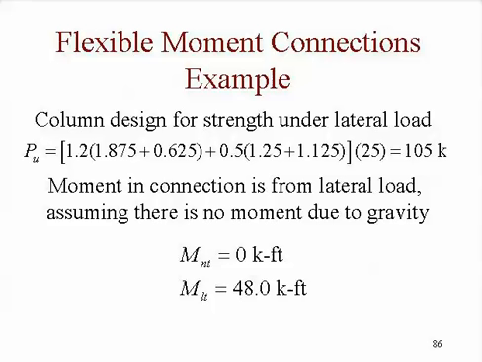Look at column design for strength under the lateral load. Now we have a different load combination, and our axial force in the column is 105 kips. And now I took that moment, it's the same moment, but now I said it's a lateral load moment instead of a no translation moment, so we're going to amplify it with the B2.